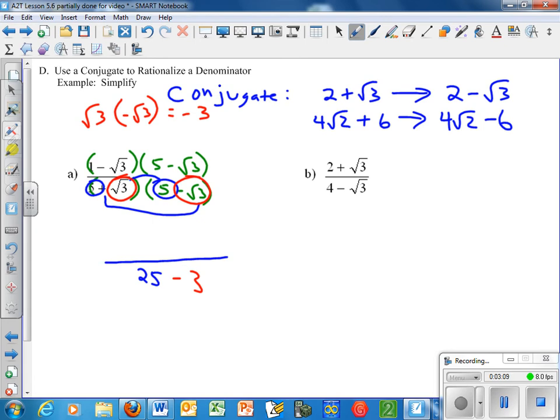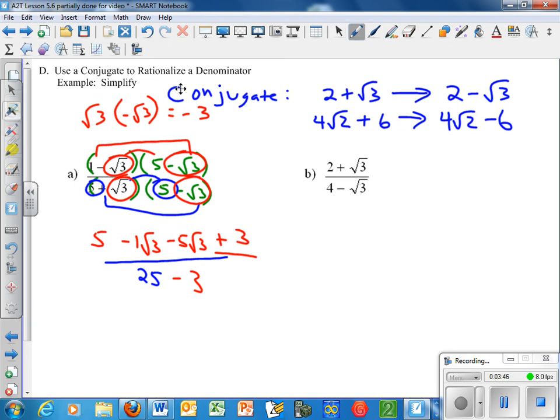Now on top, you will not have things dropping out. You just need to FOIL that together, because we have a binomial times a binomial. So I'm going to do 1 times 5, which is 5 for my first terms. Then I'm going to do my outside terms. That's 1 times negative square root 3, so it's minus 1 square root 3. Then my inside terms: 5 times negative square root 3 is minus 5 square root 3. And then my last terms, which is negative square root 3 times negative square root 3, which will be plus 3.